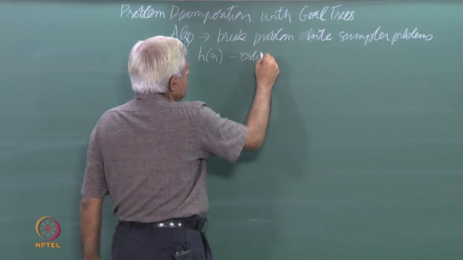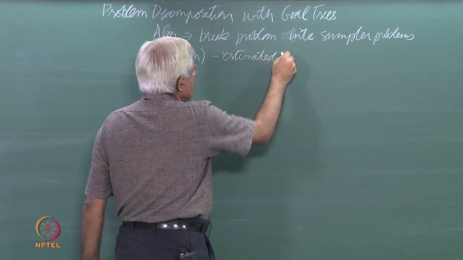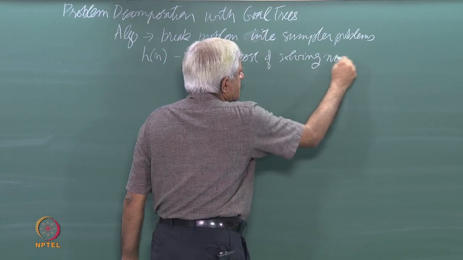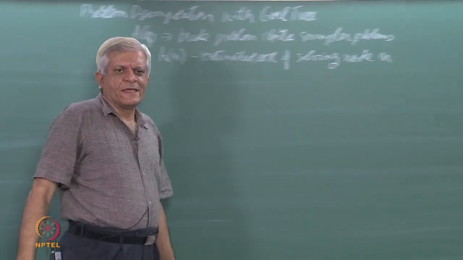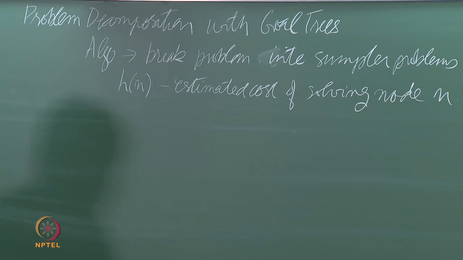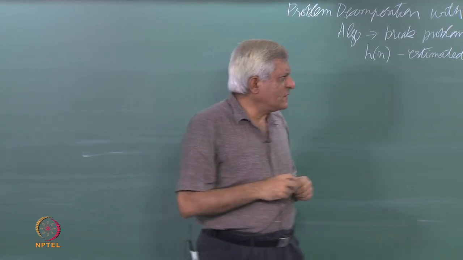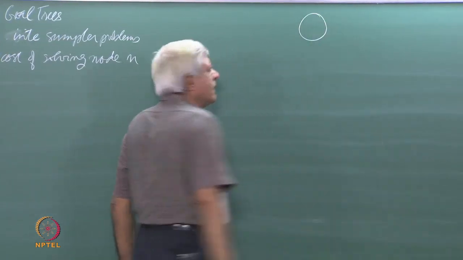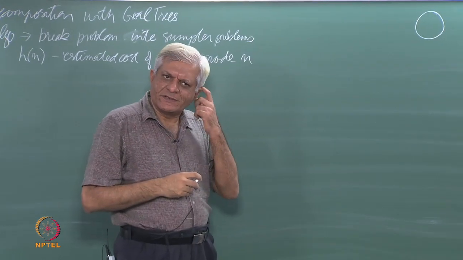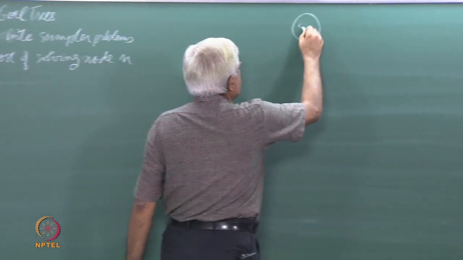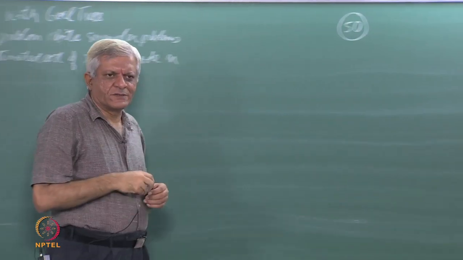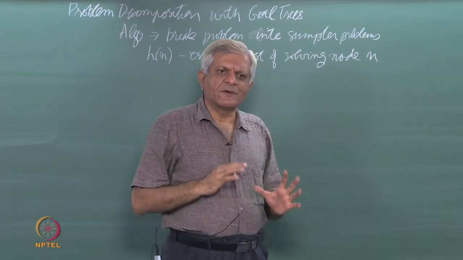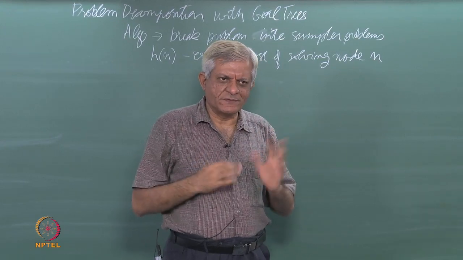which is the estimated cost of solving node n, and we will use the heuristic function to guide our search. So, let us say that we have some problem that we are trying to solve, and we compute the heuristic value, and let us say it is 50 essentially, just to start with.